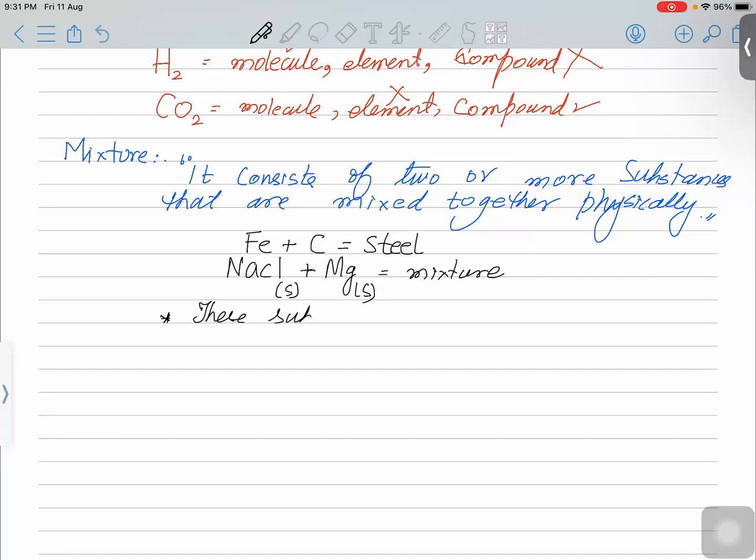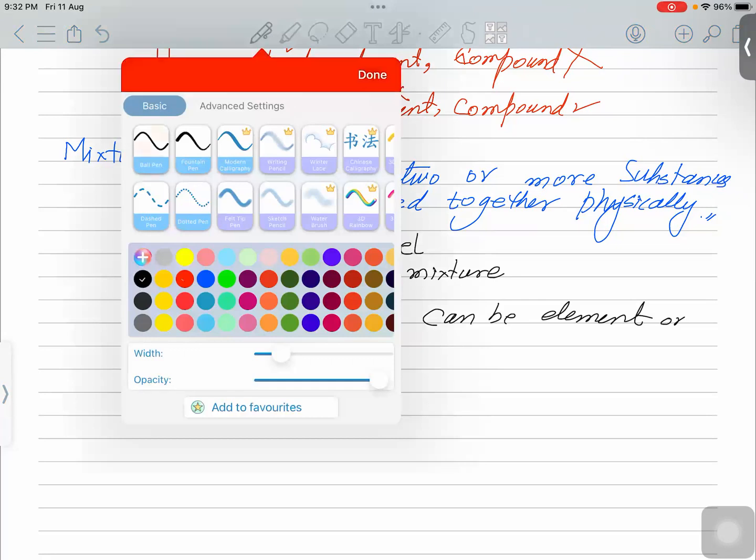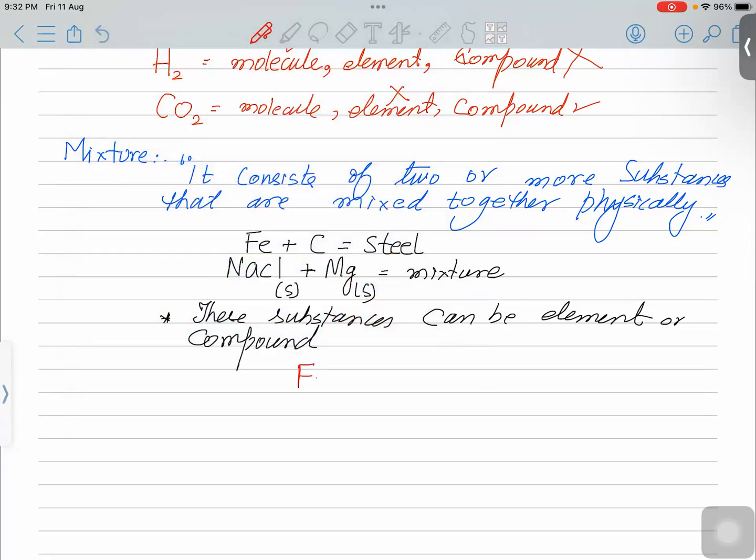These substances can be element or compound. For example, we have iron, we have zinc, this is a mixture of iron and zinc. So both are elements. Yes, sir.